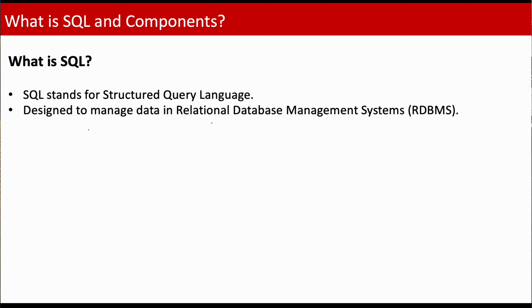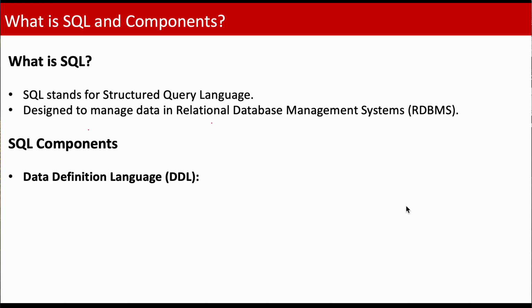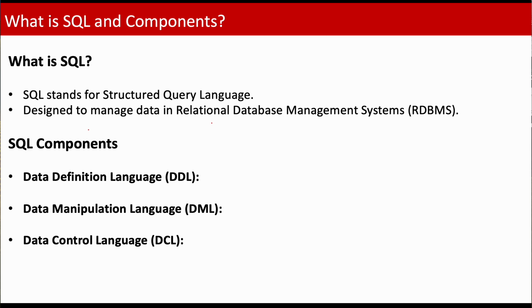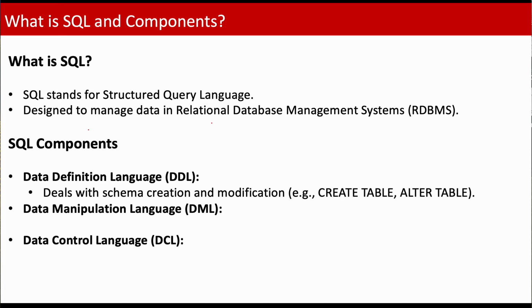SQL consists of the following components: data definition language, which we call DDL, data manipulation language, DML, and data control language, DCL. What does DDL mean? DDL mainly deals with the schema of a table, like creating a table, modifying an existing table, like adding an additional column or changing the data type of an existing column.